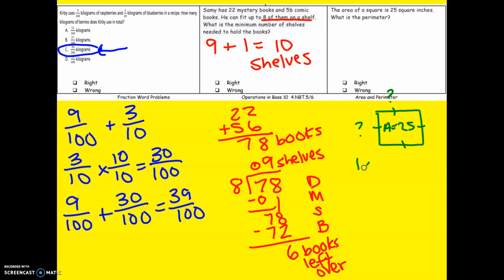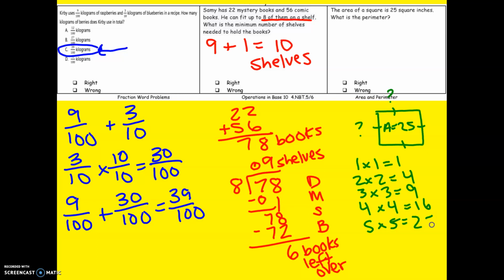So I'll try 1 times 1. No, that equals 1. Let me try 2 times 2. Nope, that equals 4. 3 times 3 is 9. 4 times 4 is 16. Oh, but 5 times 5, that equals 25. So I found that the sides of the square are all 5. So let me label this 5, 5, 5, and 5.